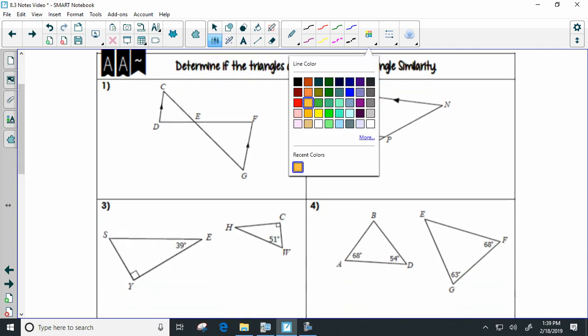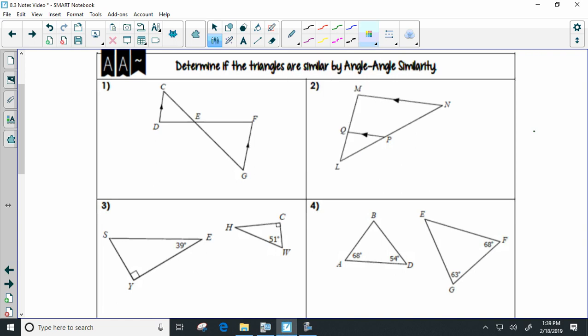I want to see if I can get angle-angle to apply. So these two are bow tie triangles. My inside angles, those vertical angles, are congruent. You will notice the markings on segment CD and segment GF. Those two little arrows on there mean that those two are parallel.